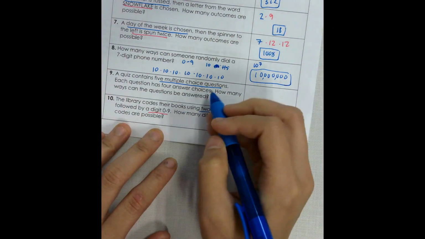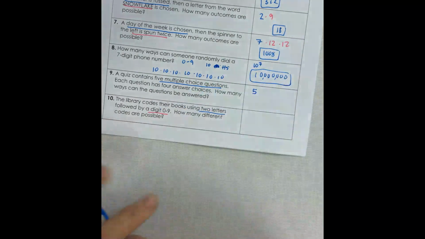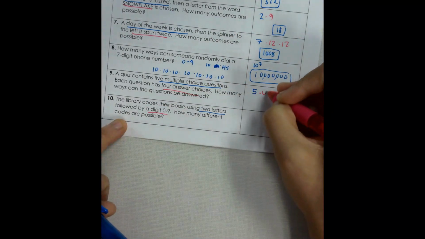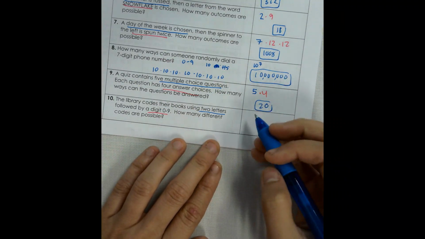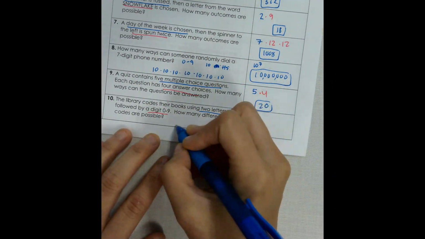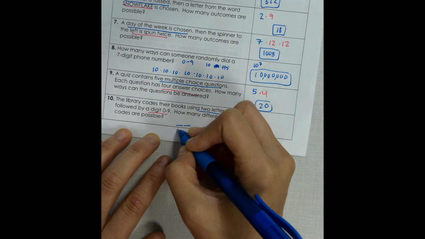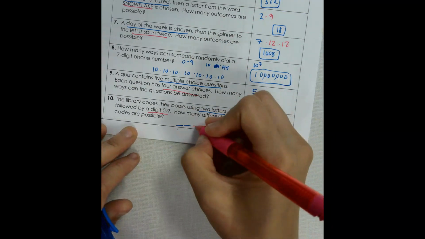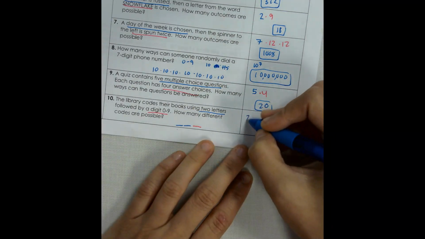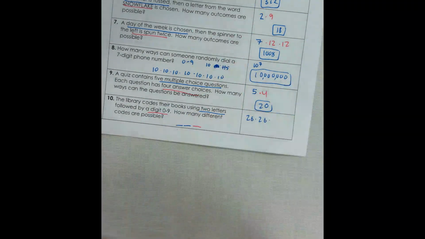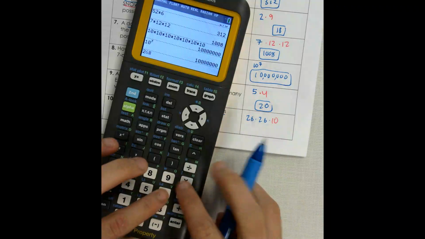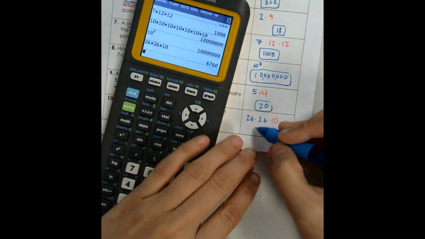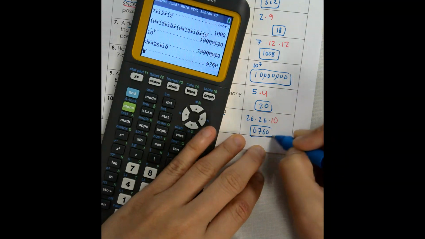A quiz contains 5 multiple choice questions. Each question has 4 answers. How many ways can the questions be answered? 20. The library code uses 2 letters. So letter and then a digit. So the 2 letters, so 26 times 26 times 10. 6,760.